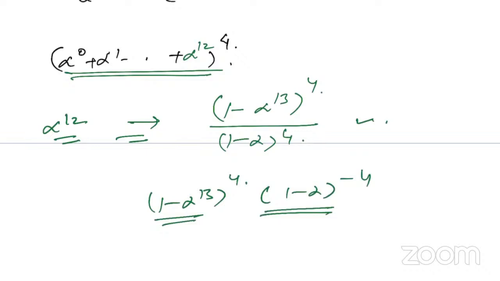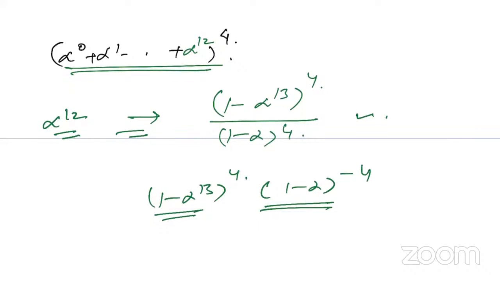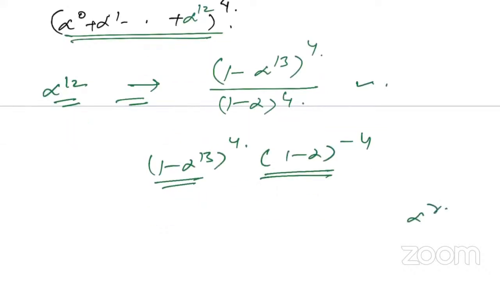But (1 minus alpha) to the power minus 4, if you remember, we have already solved this type of question, right? The expansion of this, (1 minus alpha) to the power minus 4, is alpha to the power r times (r plus 4 minus 1) C r, or you can say n is 4 there. So r plus 4 minus 1. This is the expansion of this.